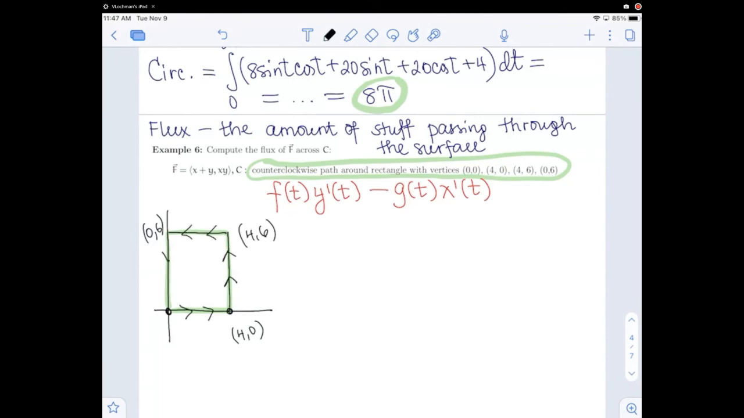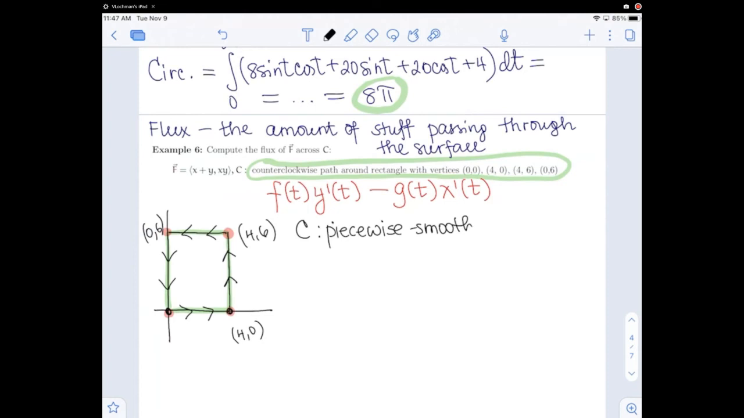Now, our definition applies to smooth curves. This is not a smooth curve, because we have these corners at the vertices. No problem. That just means we need to split up our computation into 4 parts. This is what we call piecewise smooth. This curve C is piecewise smooth, and we just split up our computation in 4 parts.